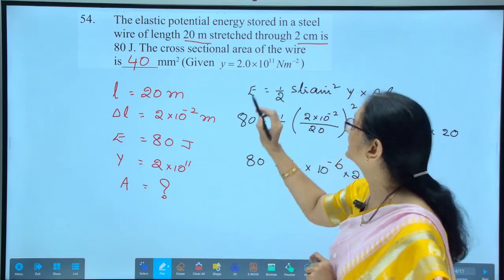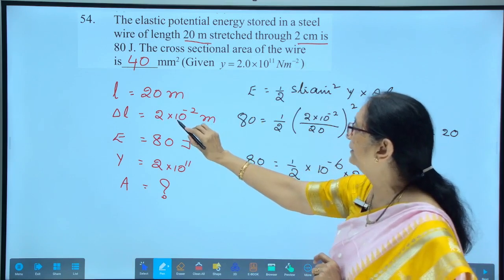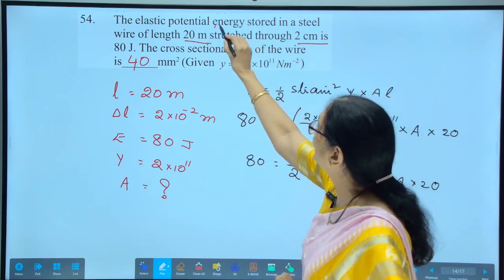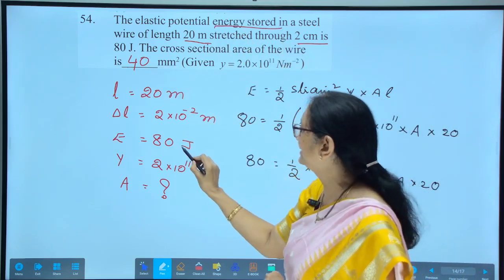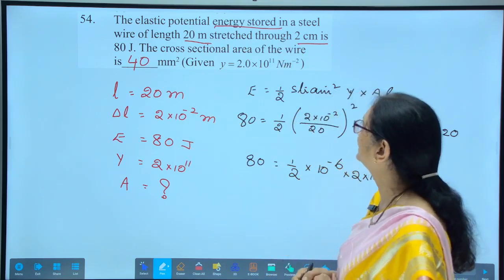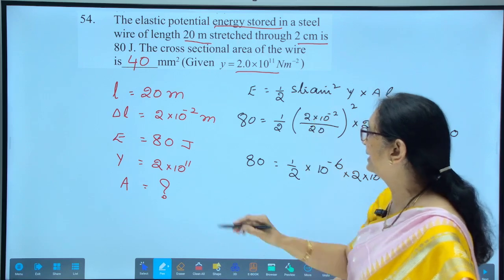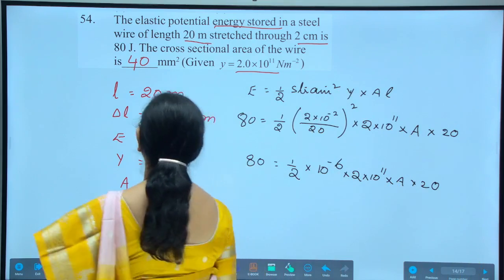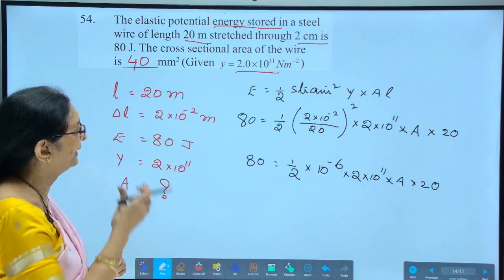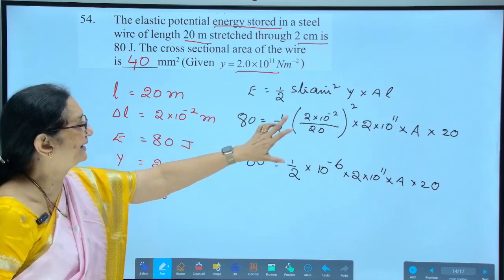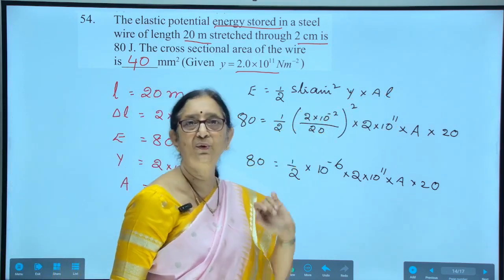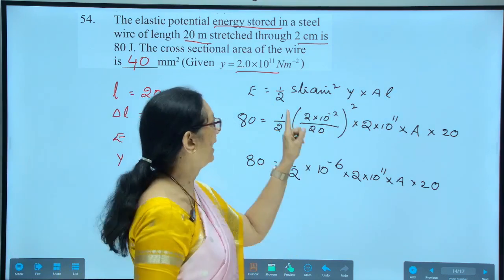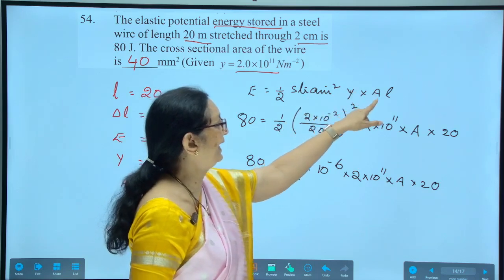Delta L, 2 centimeter is converted into meter, 2 into 10 power minus 2 meter. Elastic energy stored is 80 joules. So, E is equal to 80 joules and Young's modulus is given as 2 into 10 power 11. We are supposed to find the area. So, here what formula can we take? Half strain square Y A into L, because total energy stored is given. So, half strain square Y A L.